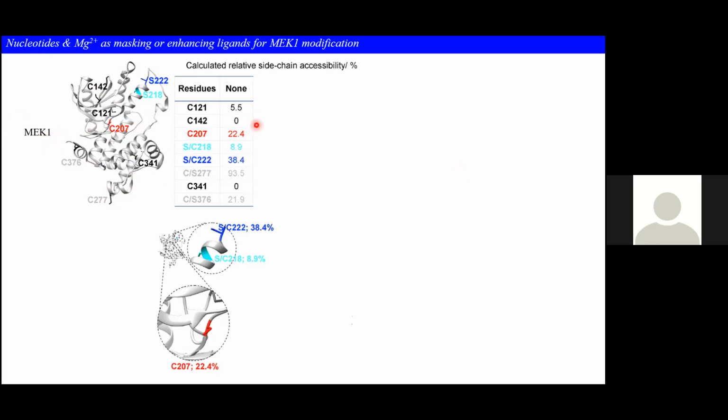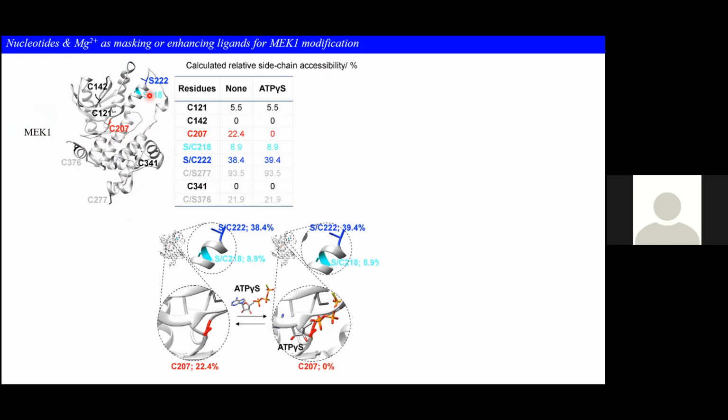When we did the computational calculation of the side chain accessibilities, we found that some of the cysteines, as shown here, we can change with no impact on the function of the protein. But there's one cysteine that gives us the biggest trouble. This cysteine 207 is very important for the function of the enzyme because it's in the ATP binding site. So we have to keep it. But how do we mask it to finish our modification steps?